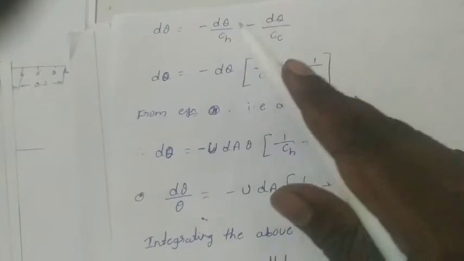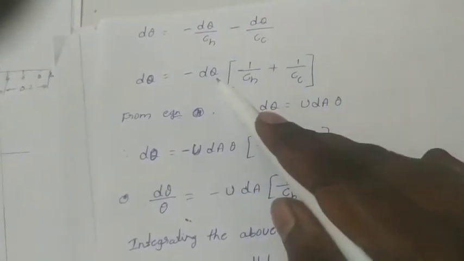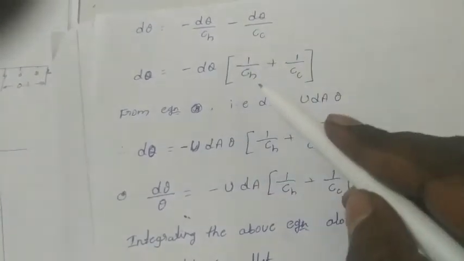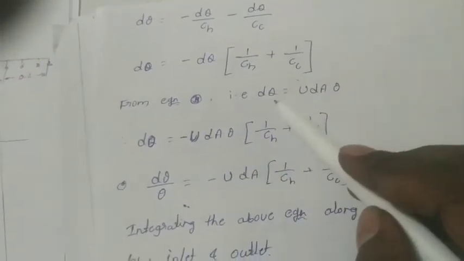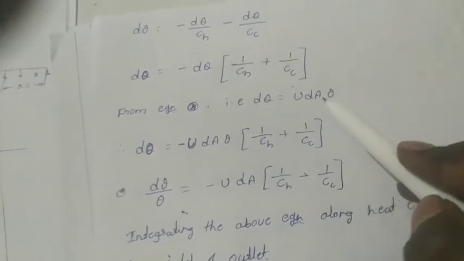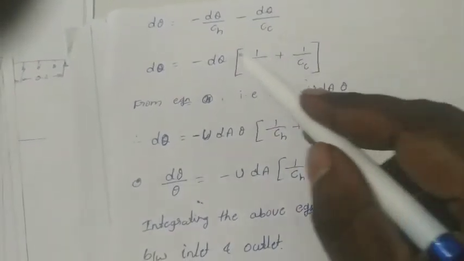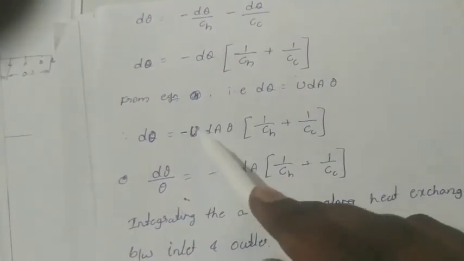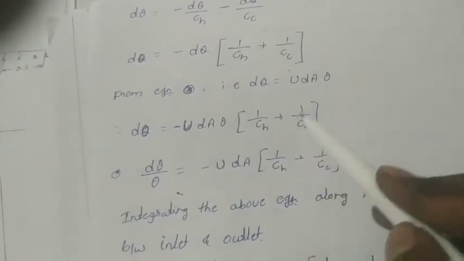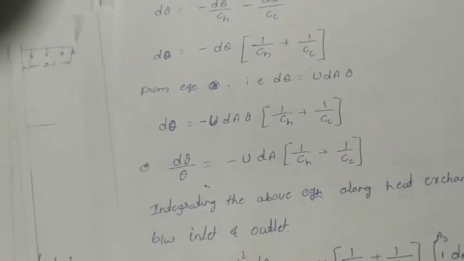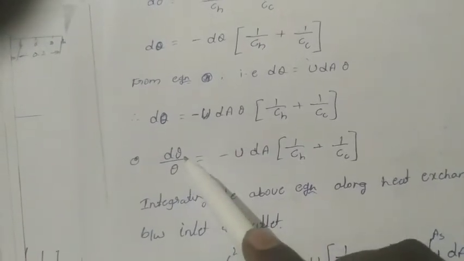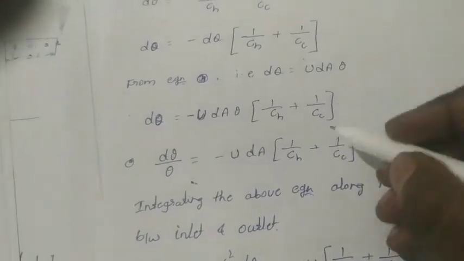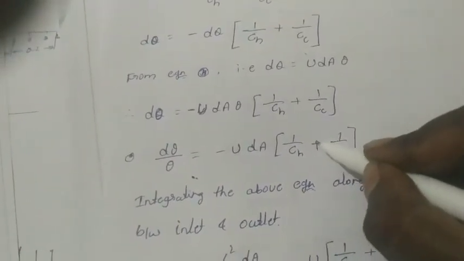So d theta is equal to minus dq, where dq is common for both the sides and is taken out. What are the remaining things? 1 by Ch plus 1 by Cc. Now equation number 4 tells that dq is equal to U into dA into theta. Hence dq can be replaced by minus U dA into theta into 1 by Ch plus 1 by Cc. We keep the temperature difference theta separately, so this transfers to this side: d theta divided by theta is equal to minus U dA into 1 by Ch plus 1 by Cc.